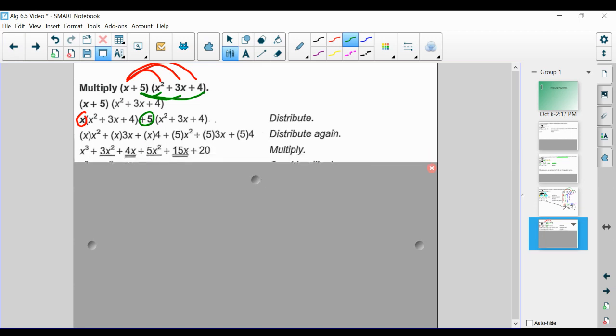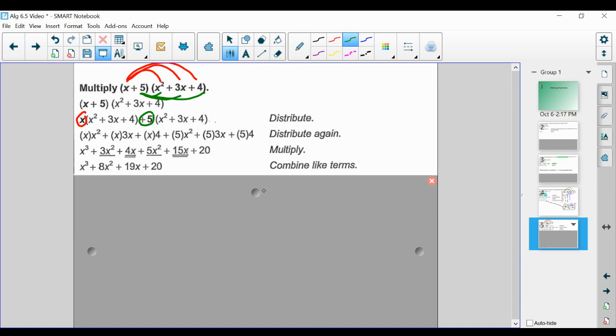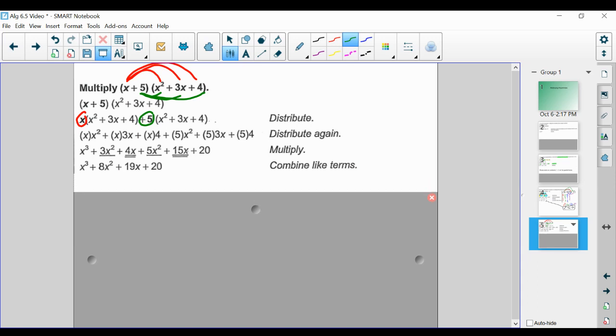We simplify and combine our like terms, and we now end up in standard form with x to the third plus x squared plus 19x plus 20. Again, we can use the idea of that foiling method, and we can expand our application of it into bigger polynomials. We're taking each term in the first polynomial and multiplying it with each term in the second. And we repeat that process until we've used all of the terms in our first polynomial.